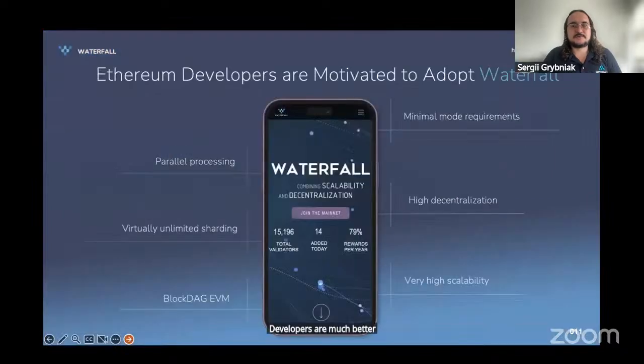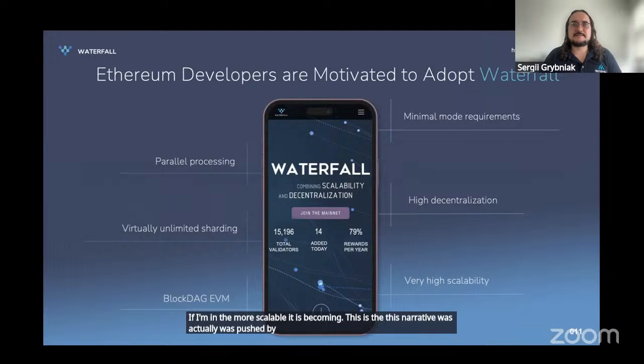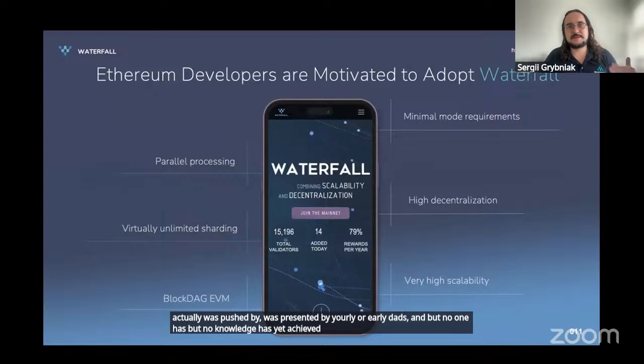Developers are motivated to adopt... processing will allow... centralization, working with a virtually unlimited... becoming, the more scalable it is becoming. This narrative was presented by early DAGs, but no one has, to our best knowledge, yet achieved this. And we believe that our approach can lead us to achieving this in the future.